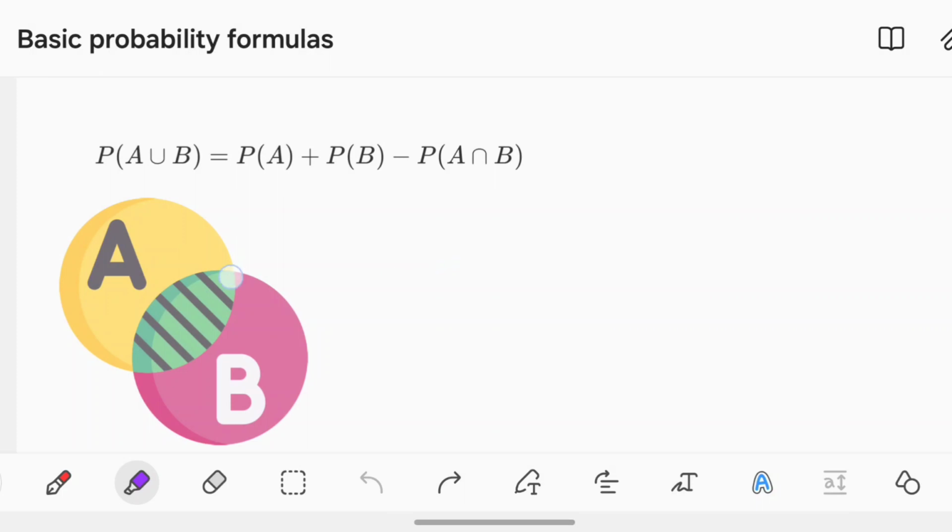So the probability of the union, this one, is gonna be the probability of A plus the probability of B. And then when we count like that, this intersection part is repeated twice. So that's why we have a minus this one.